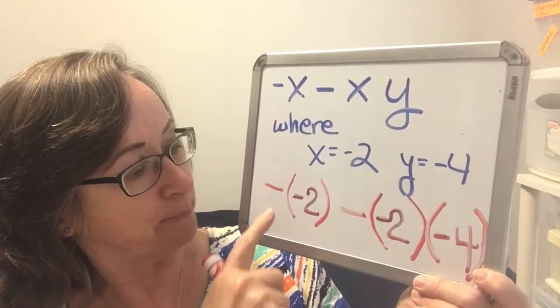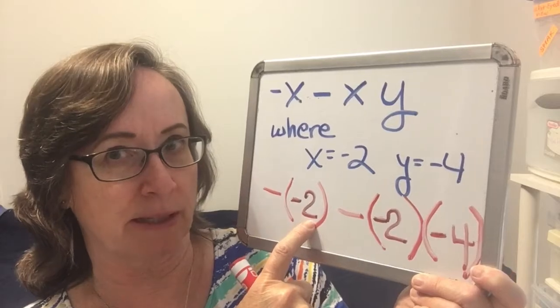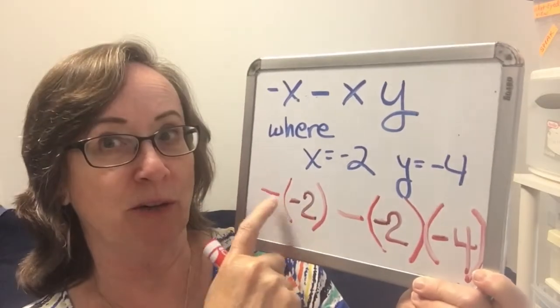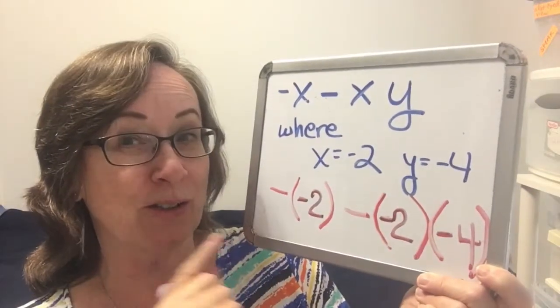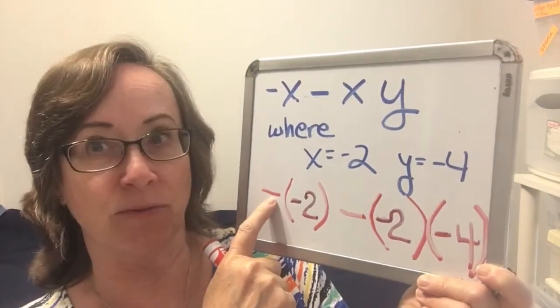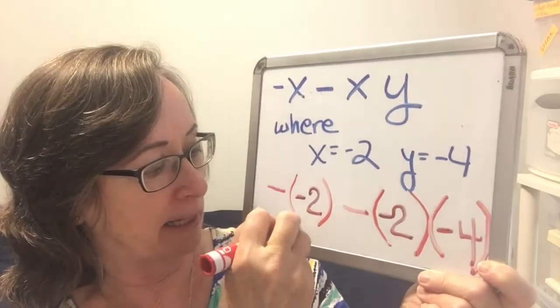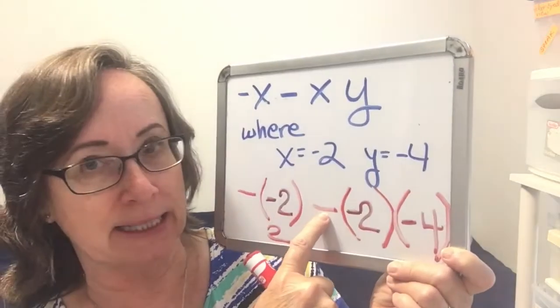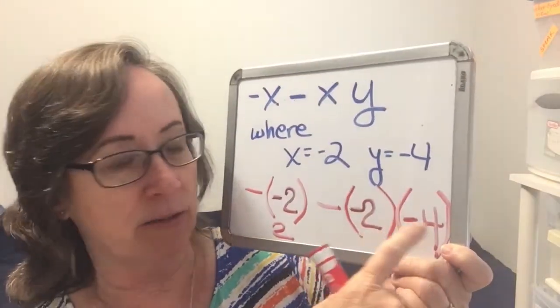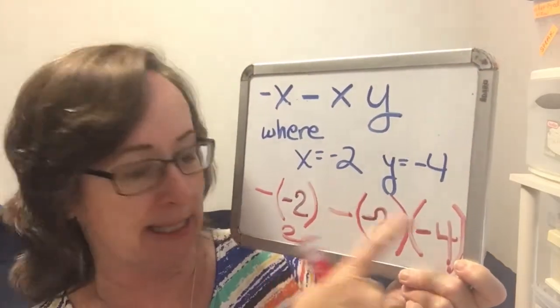So now, remember we have the opposite of 2. Since we have 2 negatives, that's going to become a positive. We can also think of that as a negative 1 times a negative 2, which will be a positive 2. Okay, and then over here we have a minus. A minus 2 times a minus 4 would be a positive 8. So we have a minus 8.